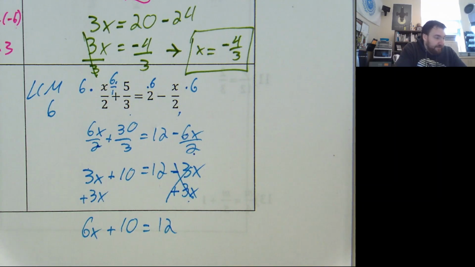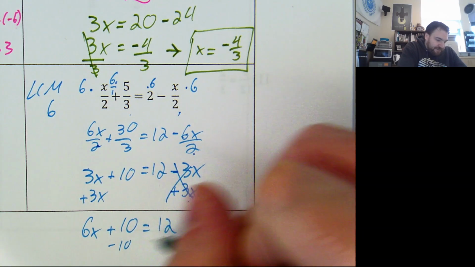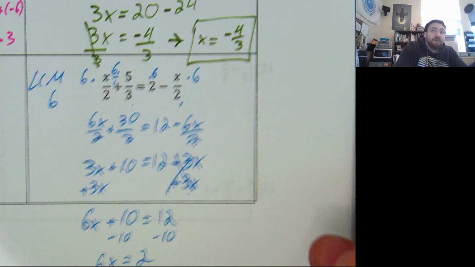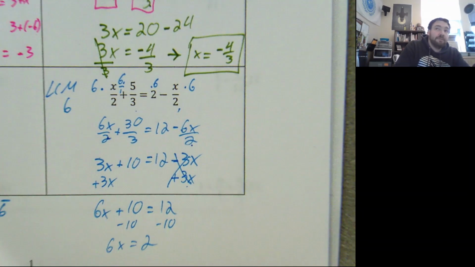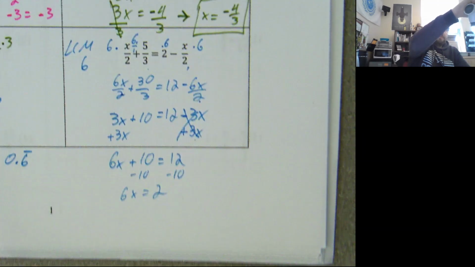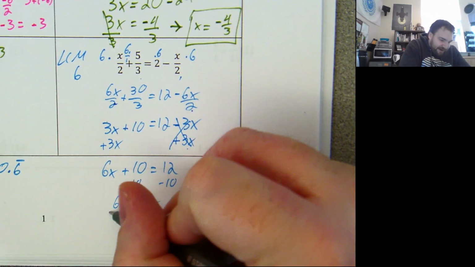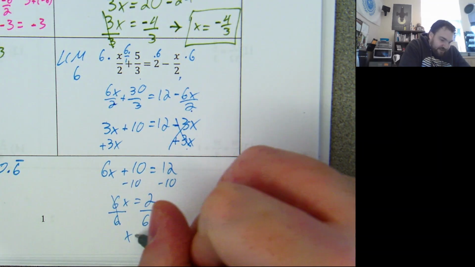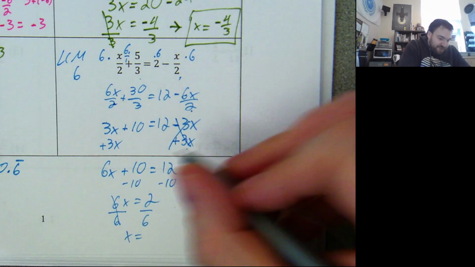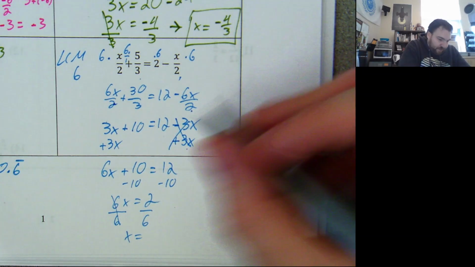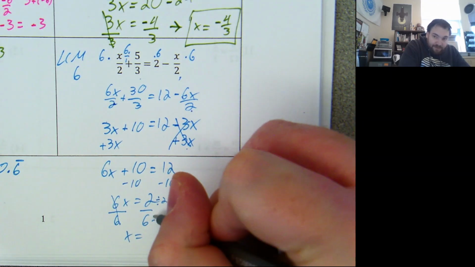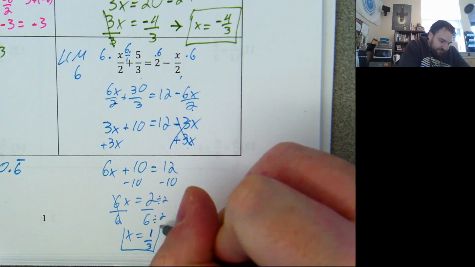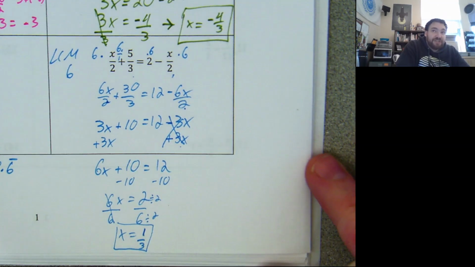And now I'm going to solve this thing. I'm going to take 10 away from both sides, leaving me with 6x equals 2. I'm going to divide by 6, x equals 2 over 6, which I can reduce to what? 1/3. I can divide by 2 on top and bottom. So x equals 1/3. That is using the lowest common multiple.